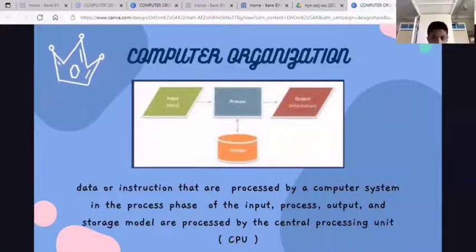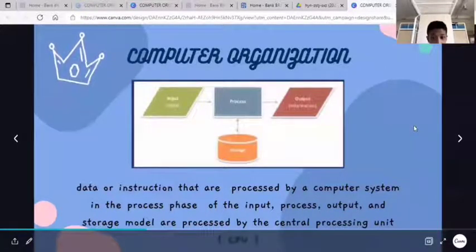Computer organization. Data or instructions that are processed by a computer system in the process phase of the input, process, output, and storage model are processed by the central processing unit, or as we call it, CPU.